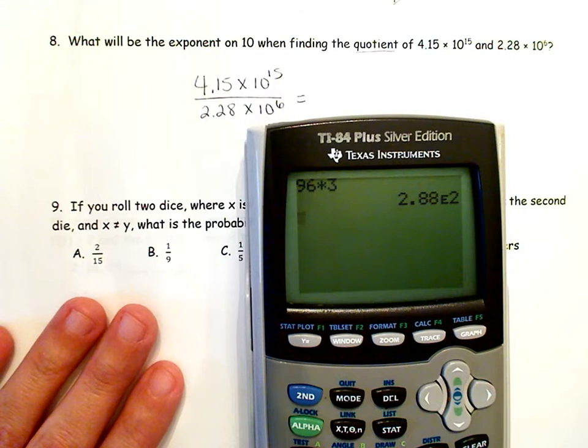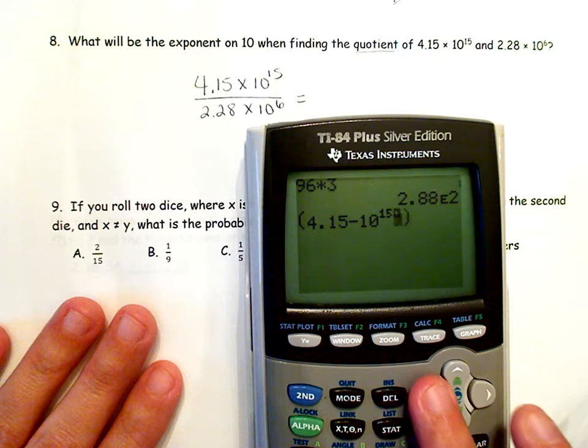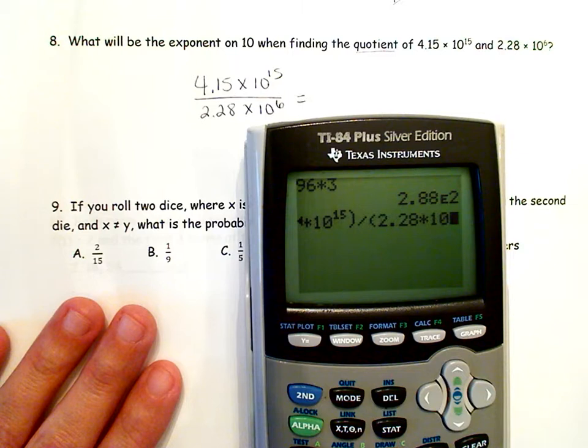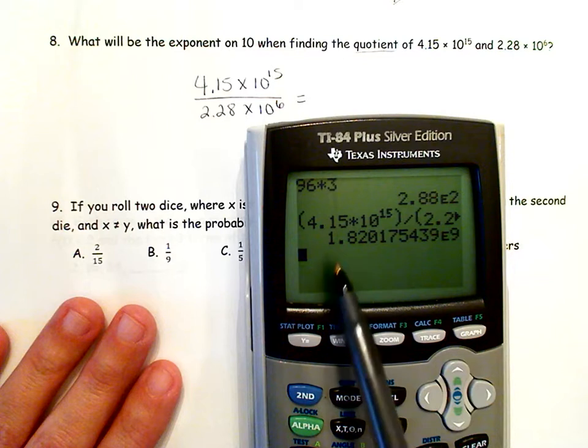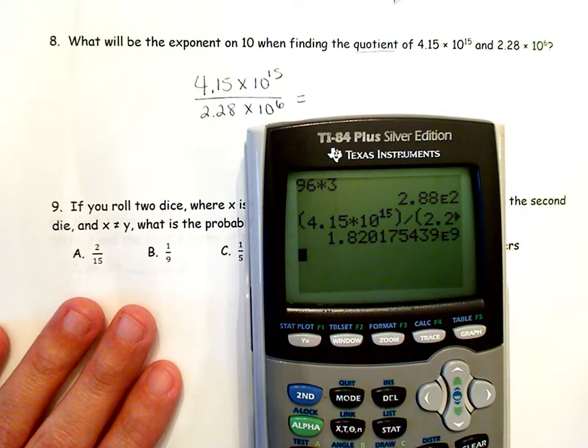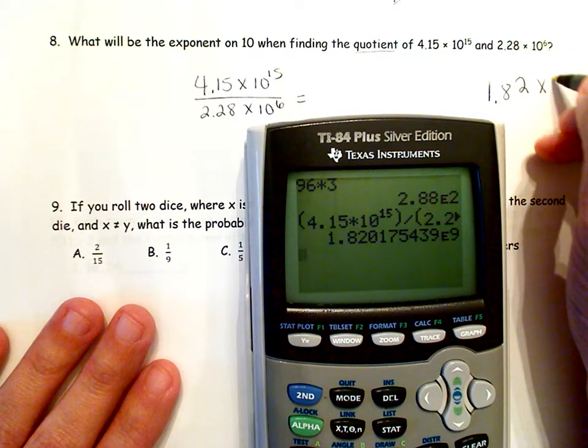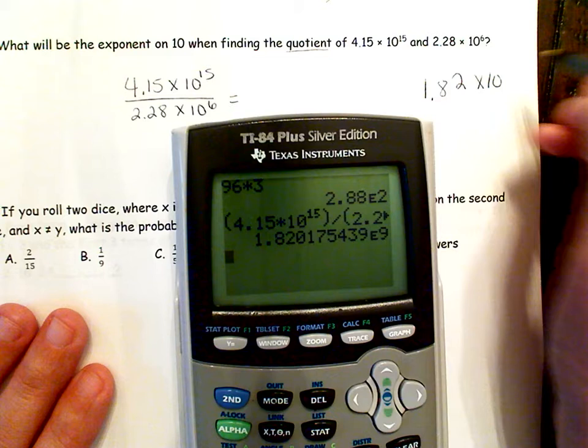You can see both. Now you got to put parentheses around the numerator. And then just, oops, I put minus. That should be times. And then I'm going to divide that by the denominator. Again, I've got to put parentheses. And hit enter. So what I get is 1.82 times 10 to the 9th power.